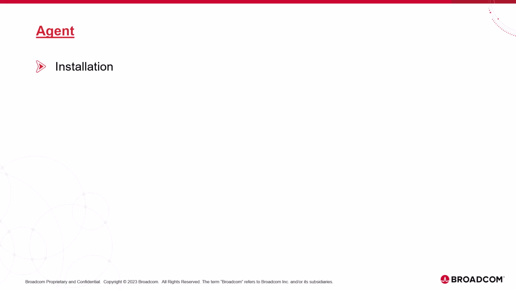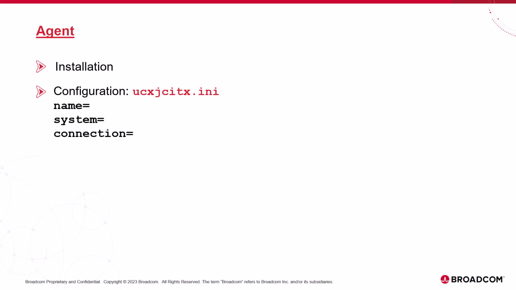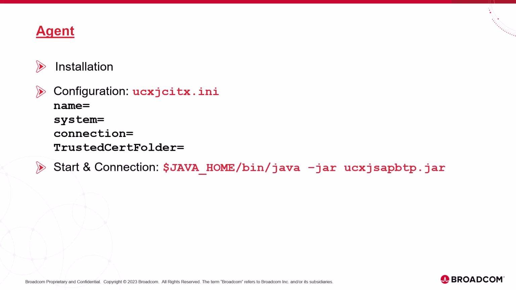We unzip the package, which creates a file system agents/SAP BTP/bin that contains the agent files. Based on the platform, we rename the agent configuration file UCXJCIDX and set a minimum of 4 values: the agent name, the AE system name, the host name and port connection to the automation engine's JCP, and finally, the directory containing the TLS certificate. Finally, we start the agent by invoking the JAR file via the Java command.